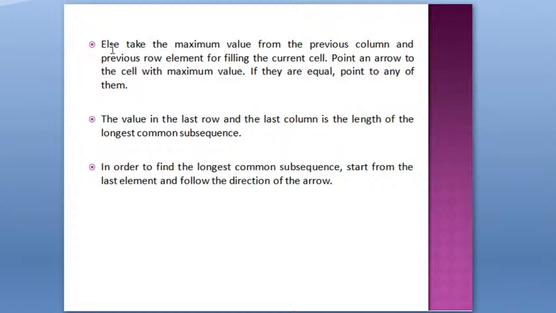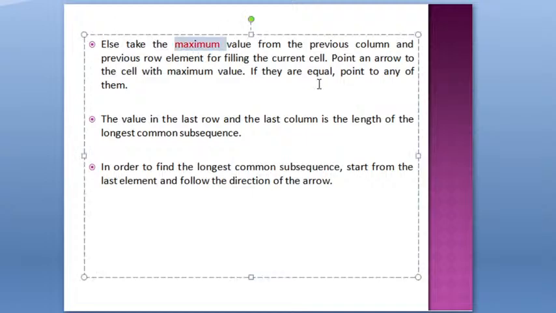If the characters don't match each other, then take the maximum value. Take the maximum value from where? From the previous column and the previous row element. That means if the characters don't match, then we take the maximum value of the previous column and previous row. Whatever maximum value I get between these two places, I take that value and fill the current cell.